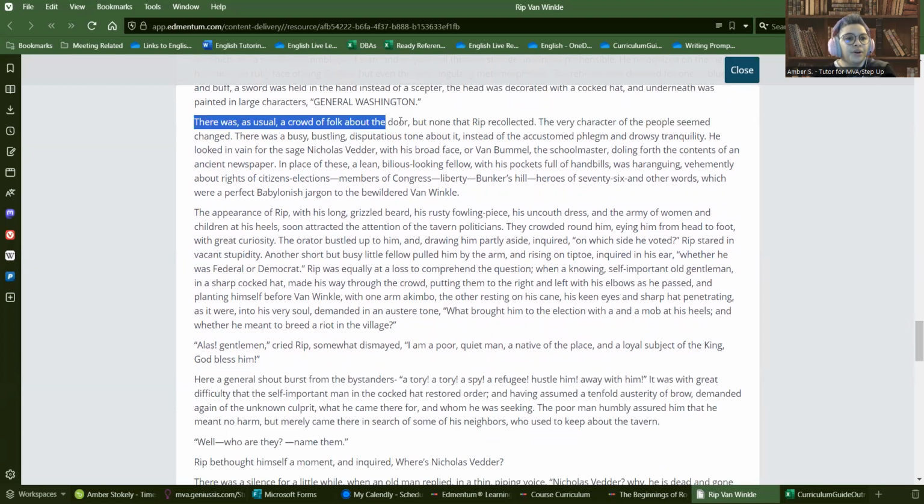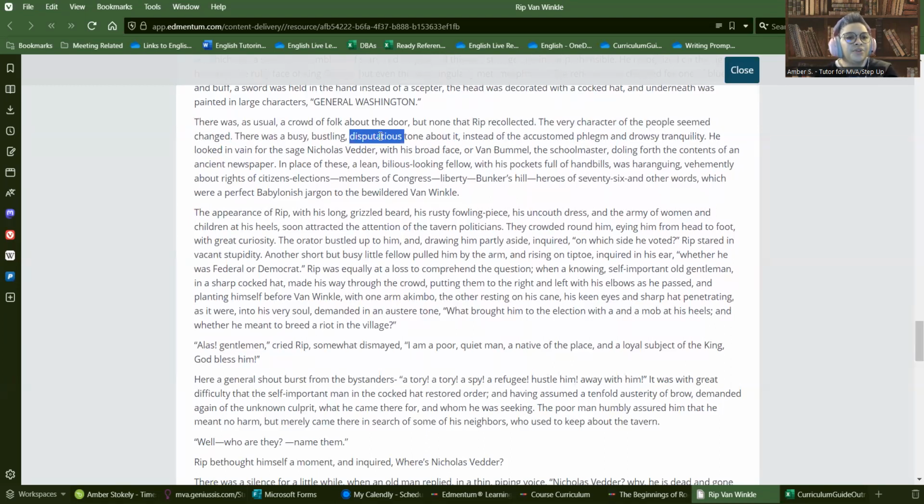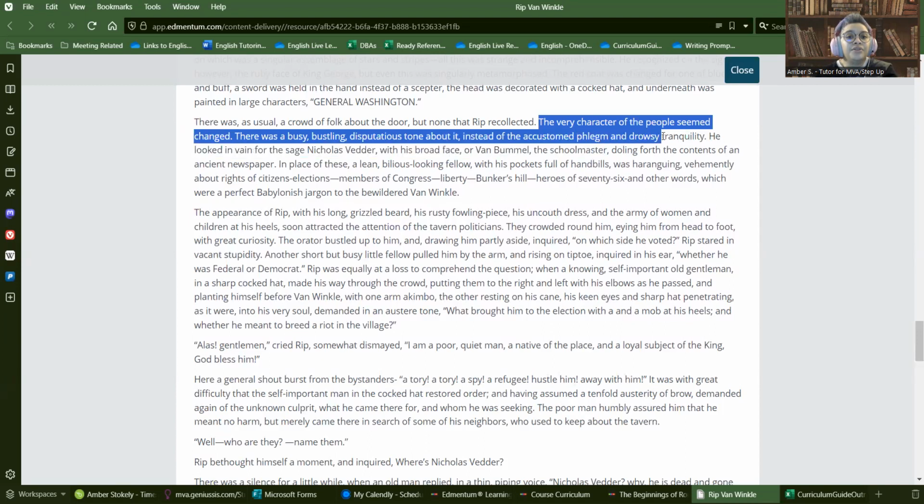There was, as usual, a crowd of thick folk about the door, but none of that Rip recollected. So recollected is to remember. The very character of the people seemed changed. There was a busy, bustling, disputatious tone about it. Disputatious. So this has the root word dispute. Dispute means to fight or argue. So basically, everyone's really aggressive and argumentative, instead of the accustomed phlegm and drowsy tranquility. So instead of things being easygoing discussion, everybody's ready to fight.